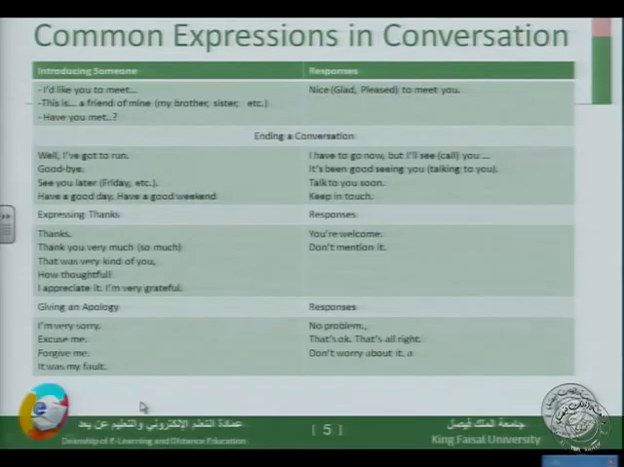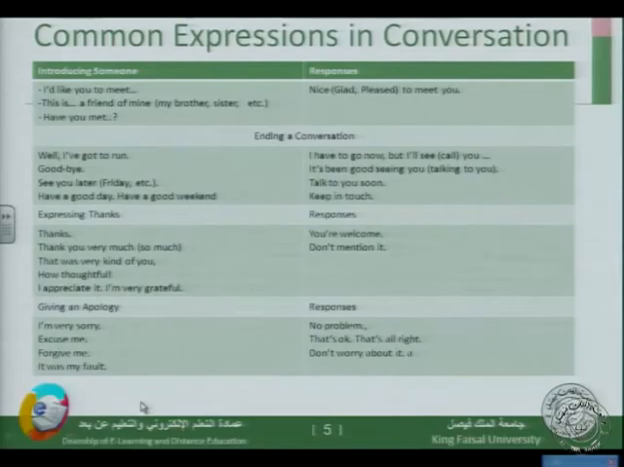Also, we have talked about common expressions in English conversation. We put ourselves in different situations and then we used some helpful expressions. They are called helpful because they help us to introduce someone, to start a conversation, to express thanks, and also to give an apology.